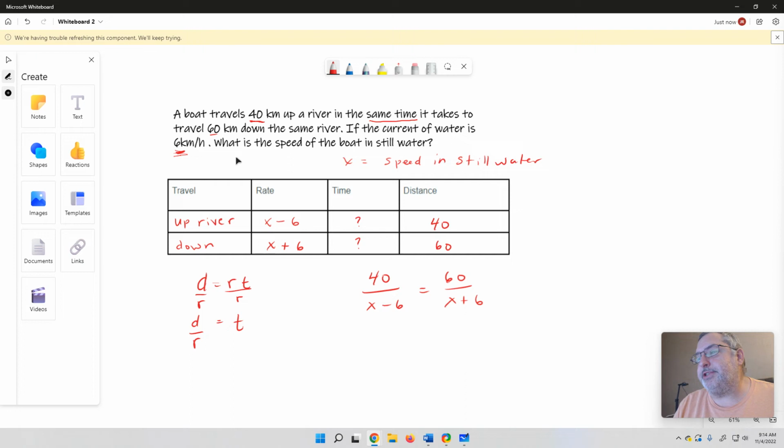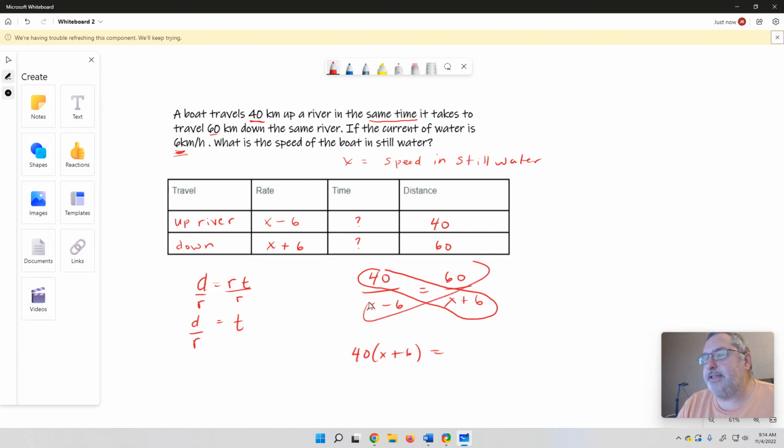So once we have our proportion set up, we're just going to take cross products. So we've got 40 times x plus 6 equals 60 times x minus 6. And now it's just a multi-step problem with variables on both sides. We're going to distribute: 40x plus 240 equals 60x minus 360.